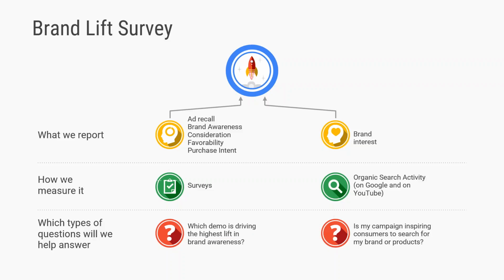On the right-hand side, you will see brand interest. What brand interest does is it analyzes the organic searches on google.com and youtube.com. So after seeing your video ad, did I go to google.com and search for your brand term? Did I go to youtube.com and search for your brand term? It tries to see that uplift in the brand term. Just to repeat, the difference between the two is that the one on the left is survey-based, and the second one is the search-based activity on google.com and youtube.com.